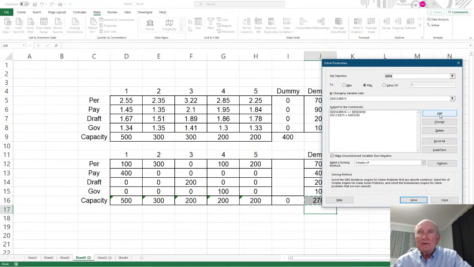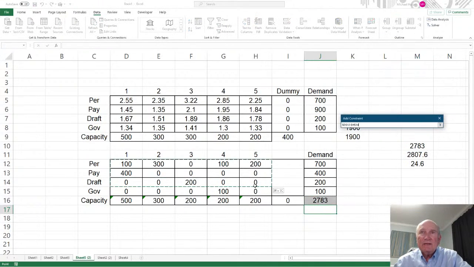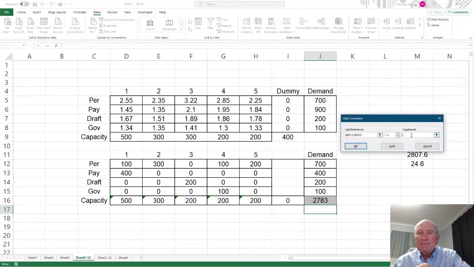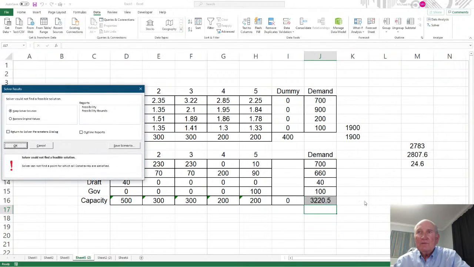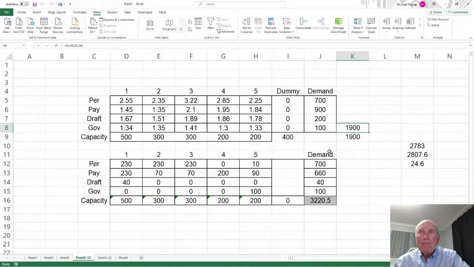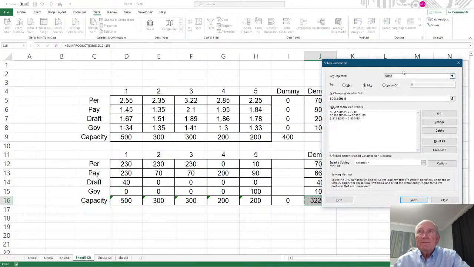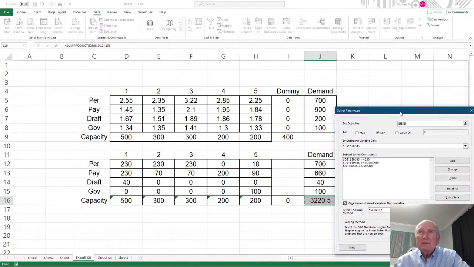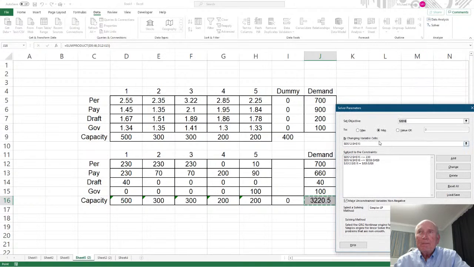I don't have the 230 in there. Let me add the 230. This right here must be less than or equal to 230. Okay. Solve 3220. Whoops. Okay. Going too fast. 3220.